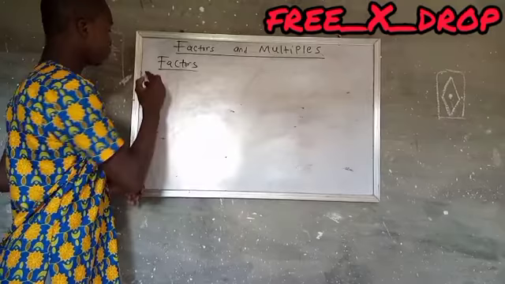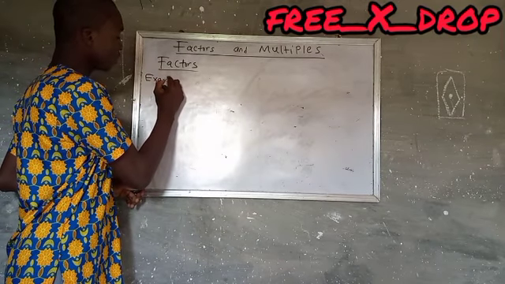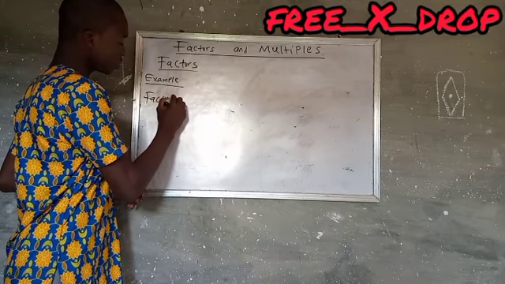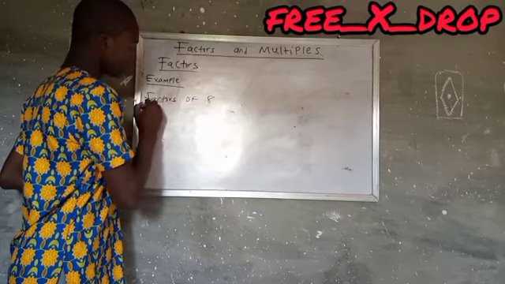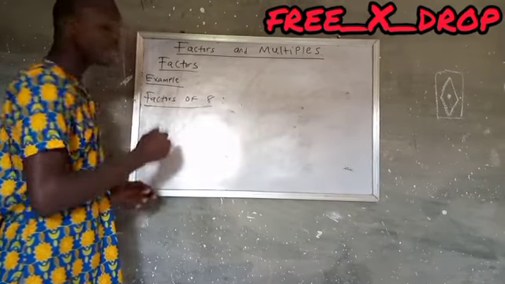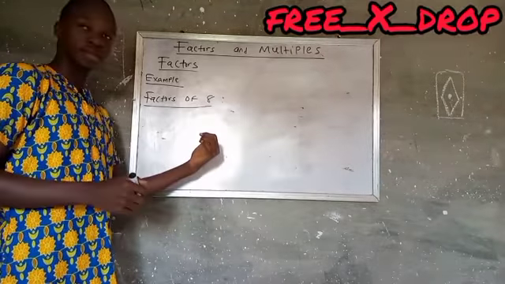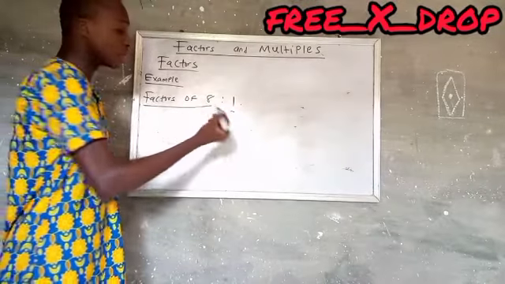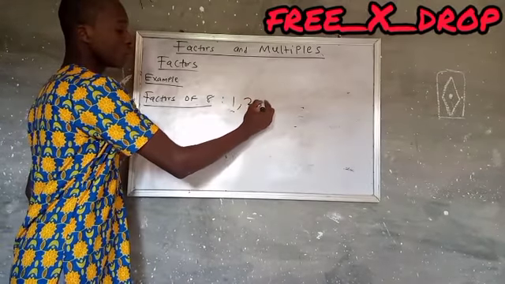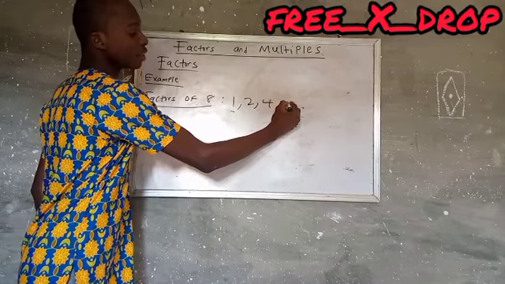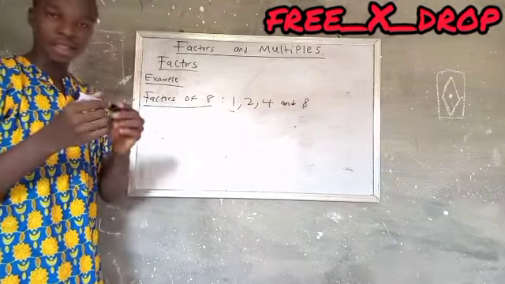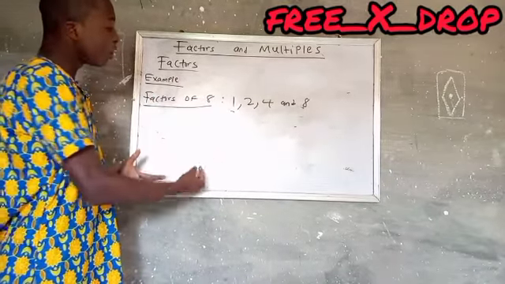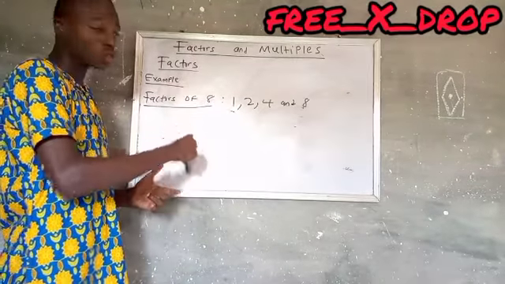For example, the factors of 8. Factors of 8 are the numbers which can divide 8. And those numbers which can divide it are, starting with the lowest, 1 can divide 8. You have 2, you have 4, and you have 8 itself. So you see what I did right there? Factors of a number are the numbers which can divide that number. So the numbers which can divide 8 are the factors of 8.